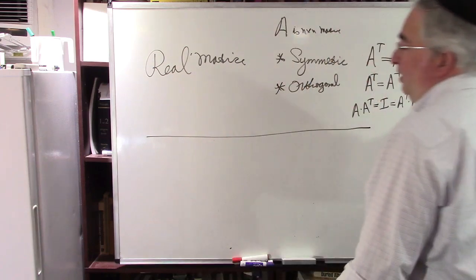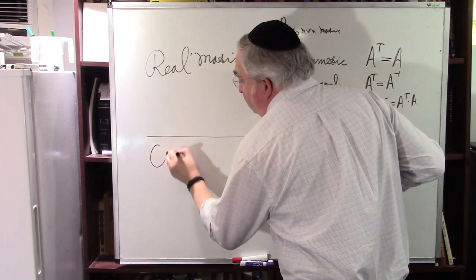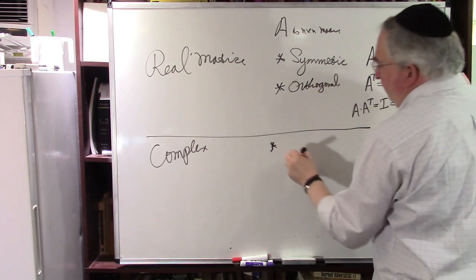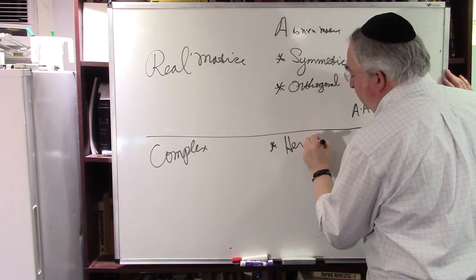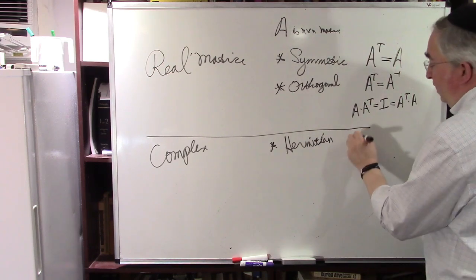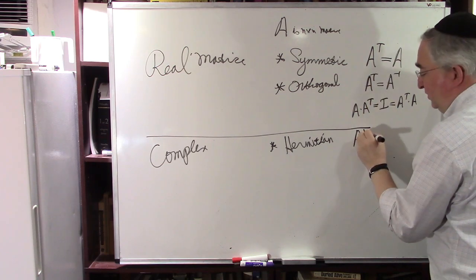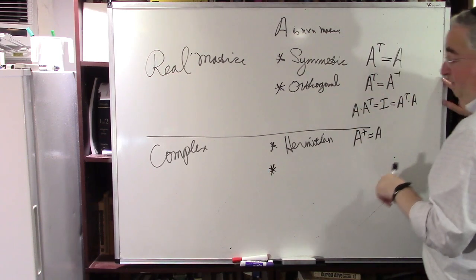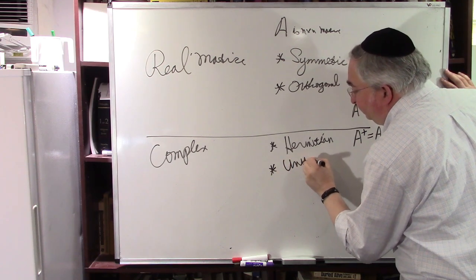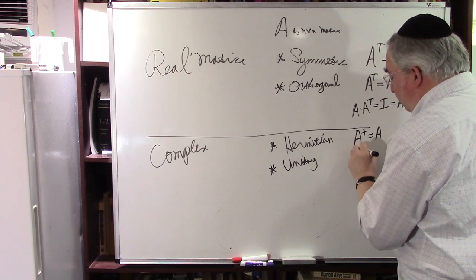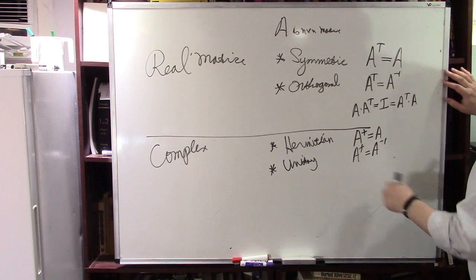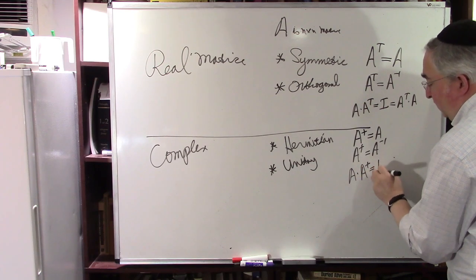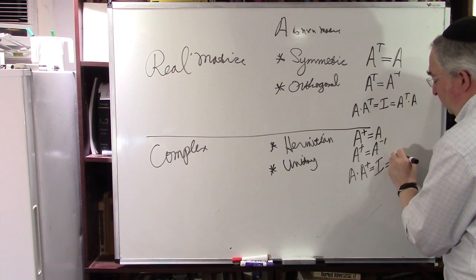Now we need the complex version of these two properties, and they have slightly different names. We call a complex matrix Hermitian if A, we're not going to use the transpose, we're going to use the dagger, is equal to A. And we're going to say a matrix is unitary, the complex version of this, if A dagger is equal to A inverse, just like before. And again, we have that same trick. Another way of saying this is that A times A dagger equals identity, which equals A dagger times A.